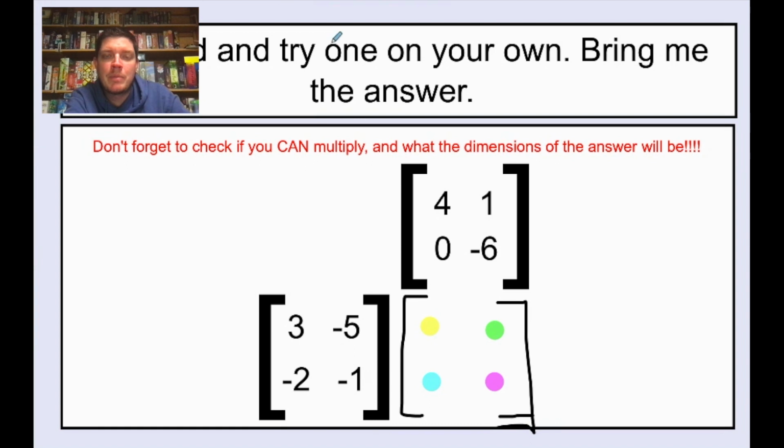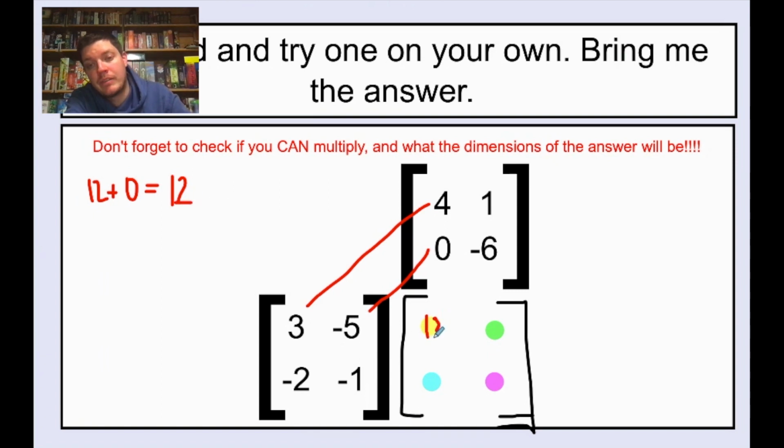Okay, I'm changing my pen here. So I'm going to start with 4 times 3 is 12, plus 0 times negative 5 is 0. Add those numbers together, you get 12. This number right here is a 12. Did you get a 12? If so, you're on the right track. If not, see if you can track your mistake.